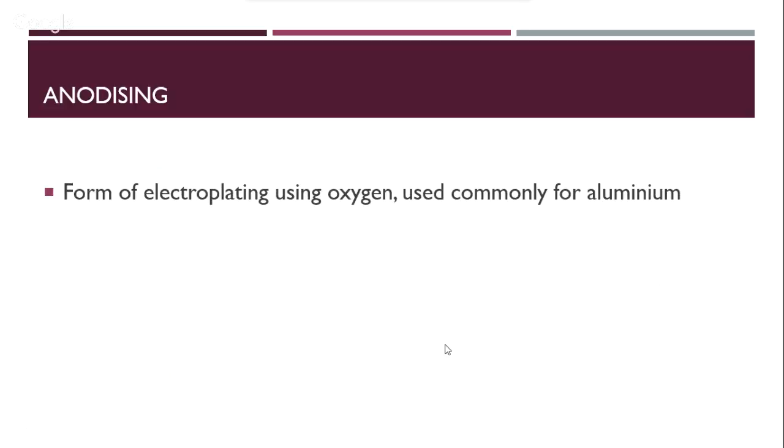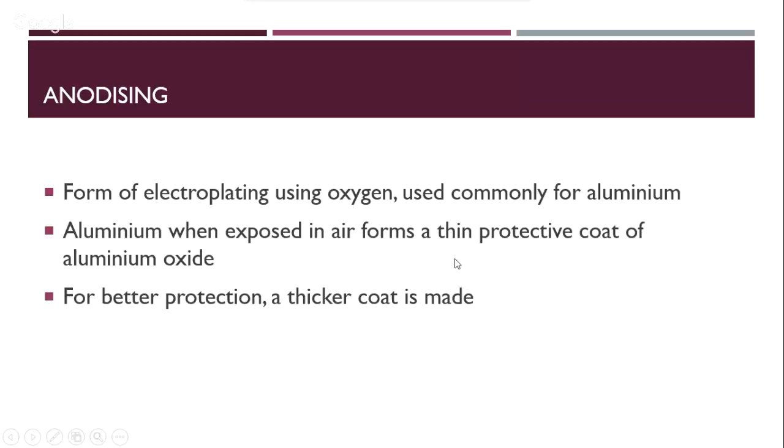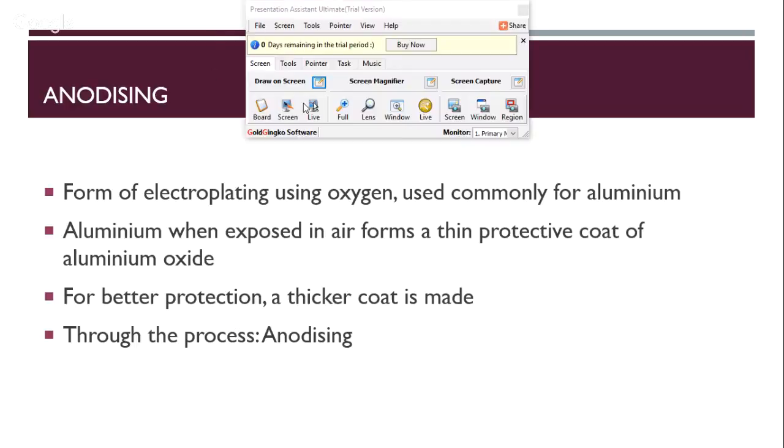And there is a quick usage or method that you can also mention, which is anodizing. Anodizing is one of these processes. It is a form of electroplating using oxygen, and commonly used for aluminium. When aluminium is exposed to air, it forms a thin protective layer of aluminium oxide. And for better protection, we use a thick layer of this. The good part about aluminium oxide is that once it has formed, it does not let any more aluminium react with oxygen, since the aluminium is covered internally. So if I have to draw a figure for this, maybe just to show you.